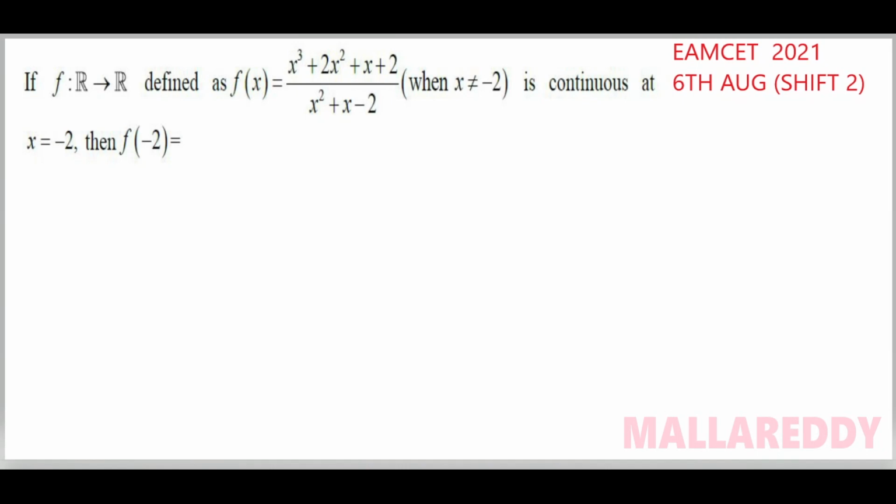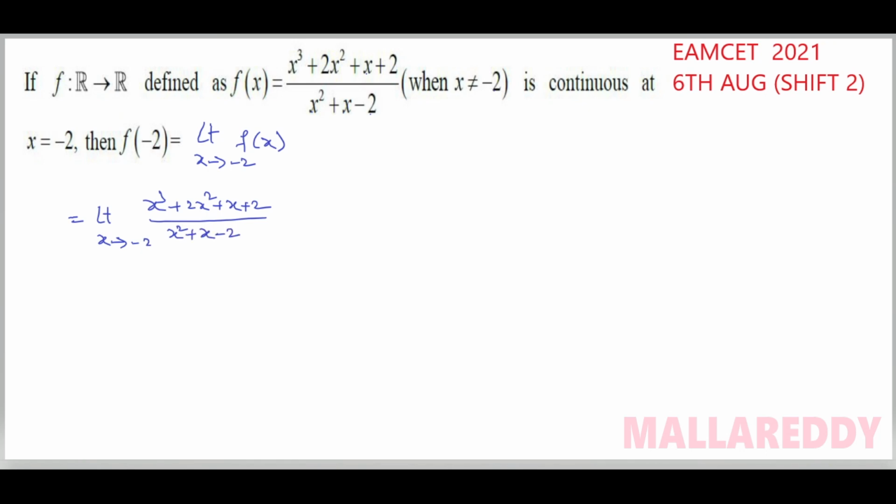If f maps R to R, defined as f(x) = (x³ + 2x² + x + 2)/(x² + x - 2), when x is not equal to -2, is continuous at x = -2, then f(-2) is. We know that f(-2) is equal to the limit as x tends to -2 of f(x). That is equal to the limit as x tends to -2 of (x³ + 2x² + x + 2)/(x² + x - 2).